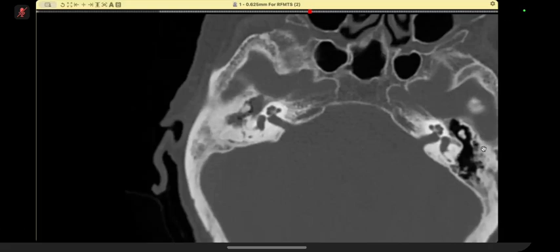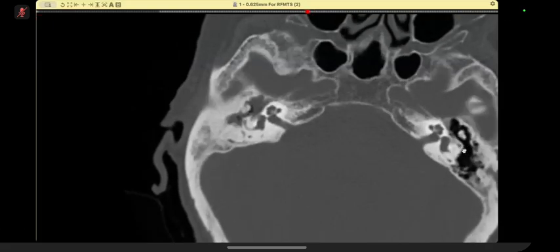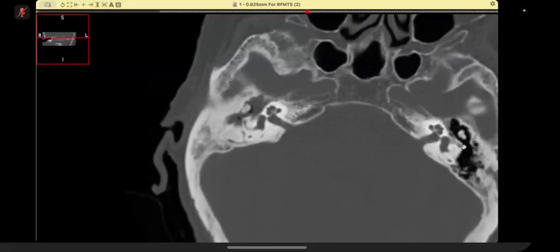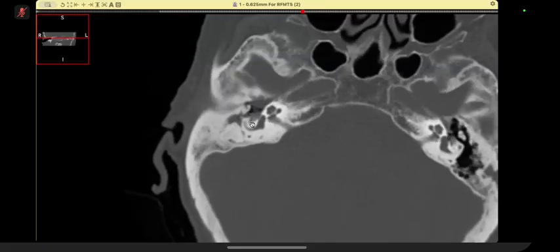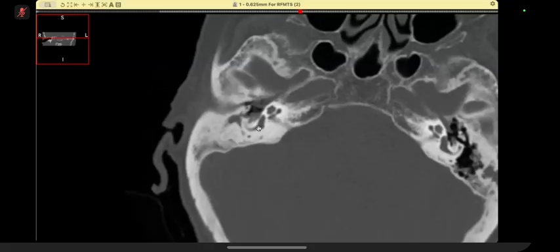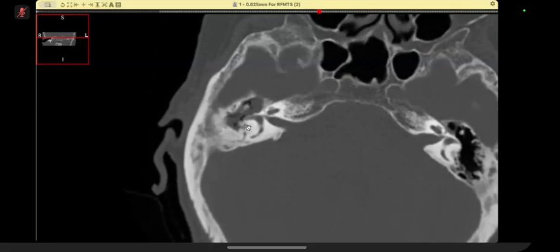Now, if you see the normal side here, you can always see a bone, white of the bone, abutting the lateral semicircular canal. So here, portion of it is missing. So if I want to give you very, very good marks, you should have picked it up on an axial sequence. And of course, there is opacity.